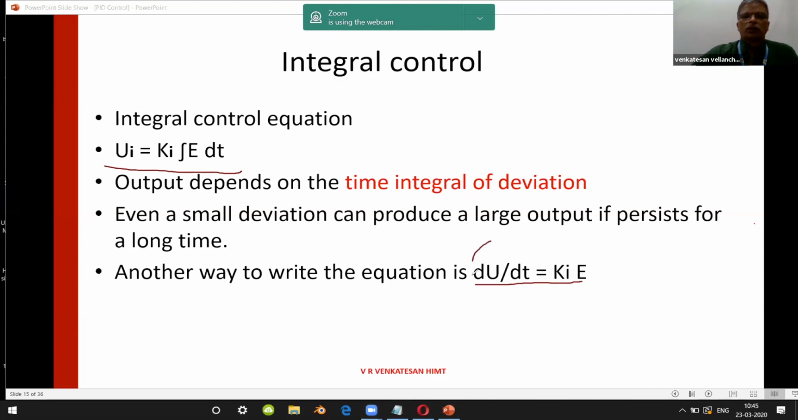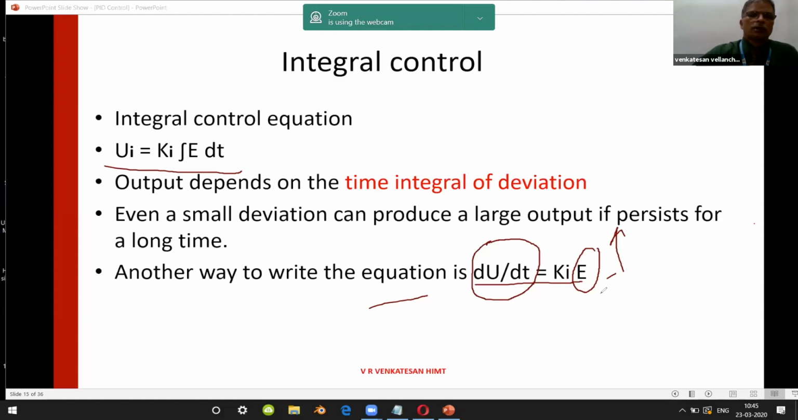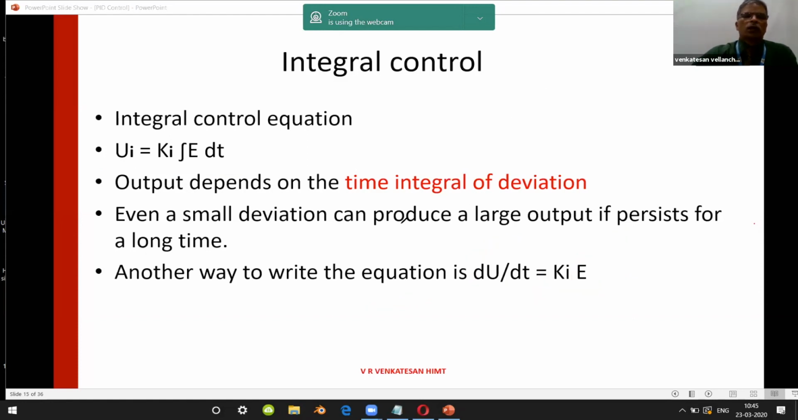So here it says du/dt, the rate of change in the output, depends on the value of error. If I have a small error, the output will change slowly. If I have a large error, then the output will change fast. So in integral control, error doesn't influence the value of the output, but it influences how fast the output is changing, how fast the correction is taking place.